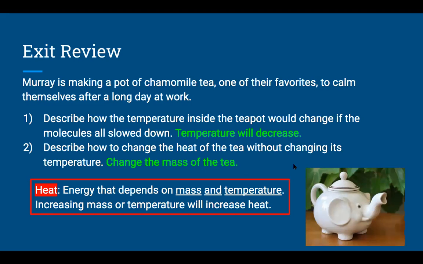Review of the exit ticket from last class. Describe how the temperature inside a teapot would change if all the molecules slowed down. Keywords here, slowed down. That means the speed is going to decrease, temperature is going to decrease. Number 2, describe how to change the heat without changing its temperature. Well, heat depends on mass and temperature, so we have to change the mass. If you want to decrease the heat, you have to decrease the mass. If you want to increase the heat, you have to increase the mass.